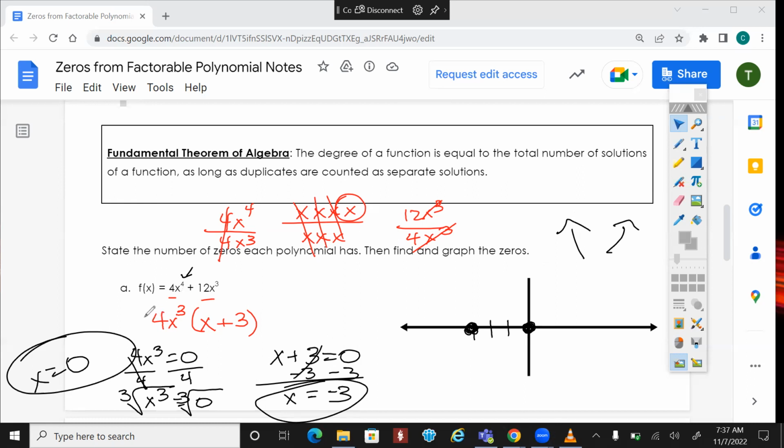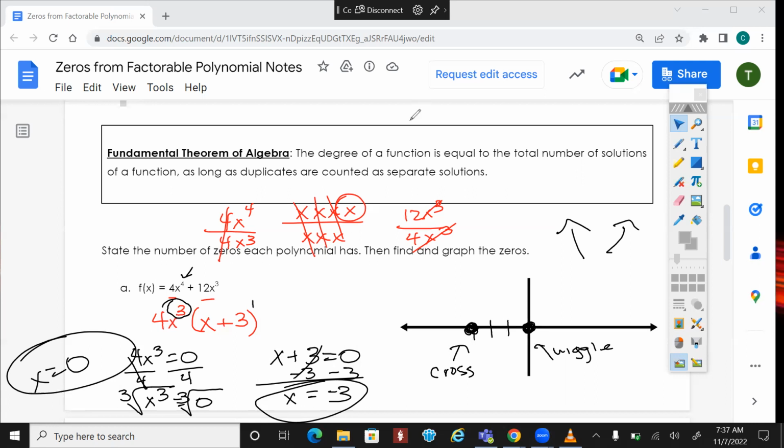Now, at x equals 0, what was my exponent? What was my exponent for my x equals 0? 3. That means that at x equals 0, we're going to have a wiggle. So up here, we're going to have a wiggle. And at x equals -3, that's going to give us a cross because we have an exponent of 1, right?